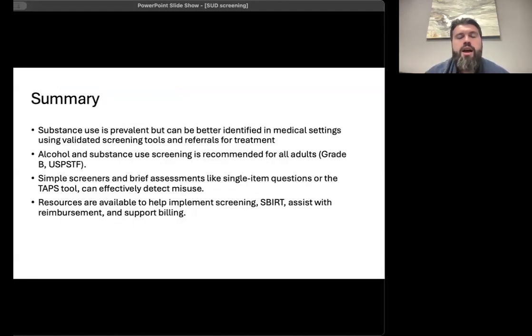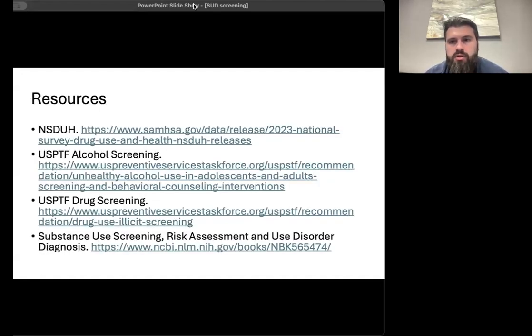So in summary, again, substance use is prevalent, but it can be better identified in general medical settings using validated screening tools and referrals to treatment. Alcohol and substance use screening is recommended for all adults over 18, including pregnant women, by the USPSTF. Simple screeners and brief assessments like single item questions or the TAP score can be effective in detecting misuse and substance use disorders. And there are resources out there available to help you implement this process at your clinic and support you along the way. And these are a list of resources.